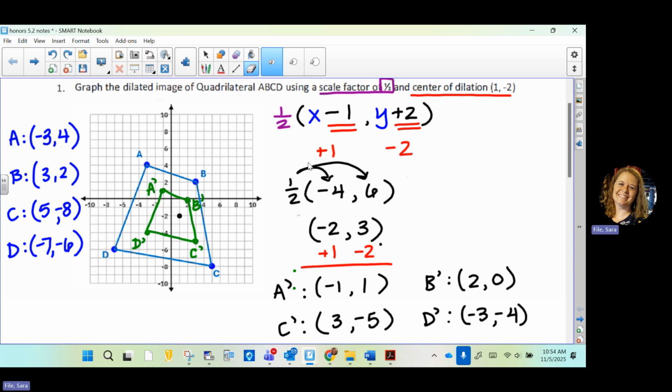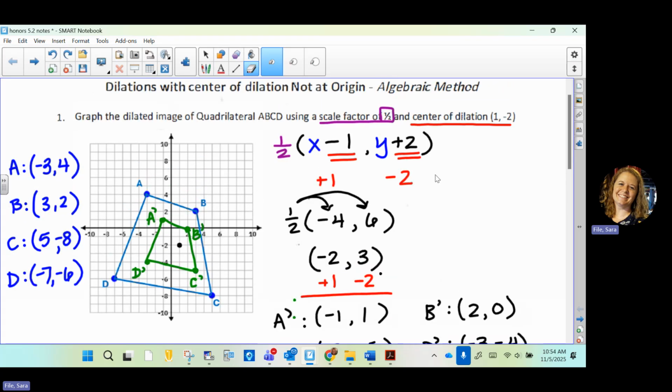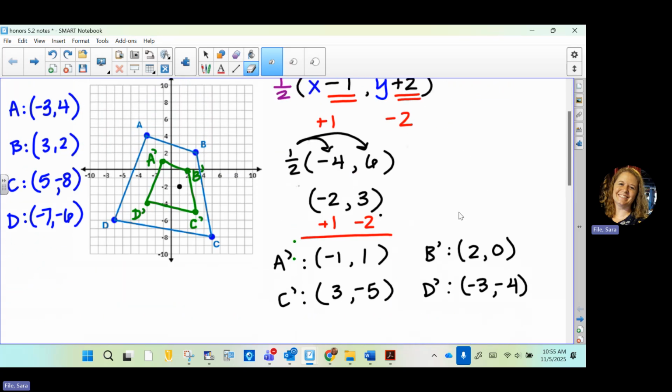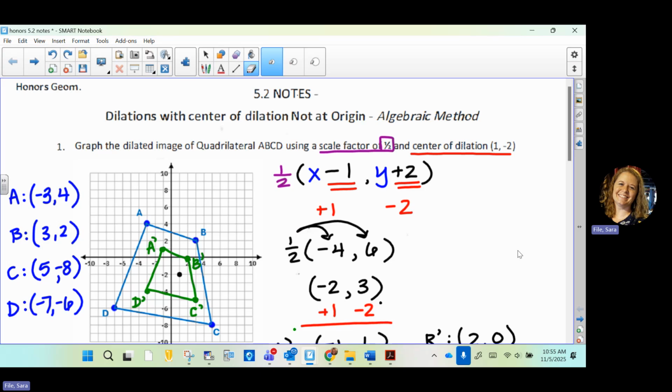If you wanted to write this without this specific example, because it's not always going to be -1 and +2 and times 1/2, those numbers are going to be different depending on what your problem is. So at the top or in the margins or maybe at the bottom of your notes somewhere, you can put the formula that you're going to use every time if you want to memorize it.